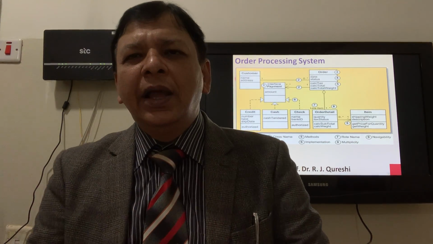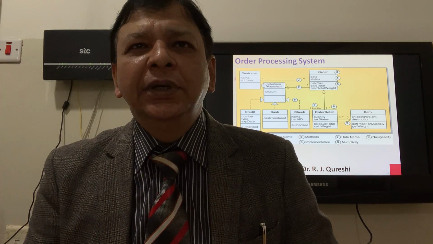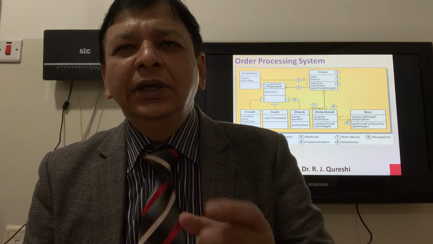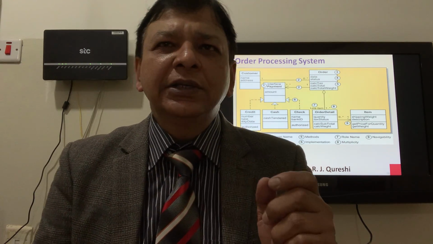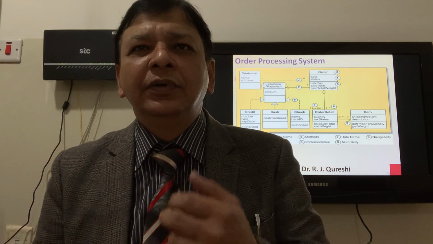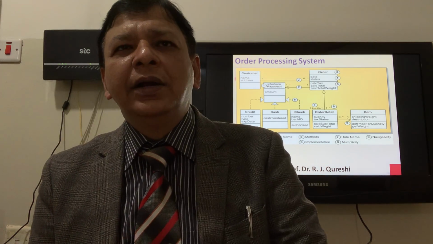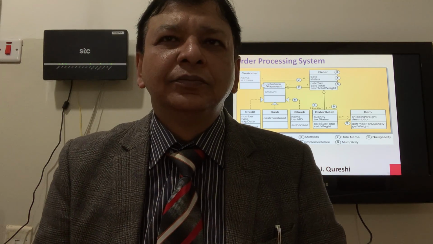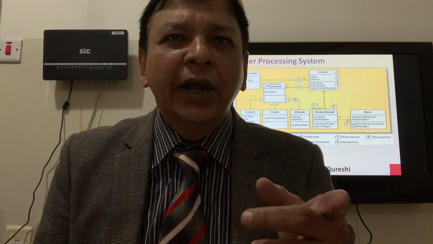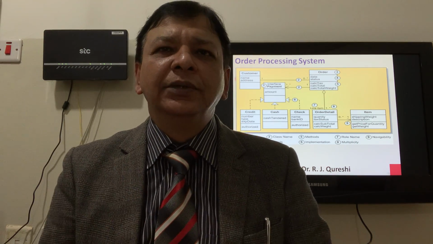Then I have another example, an order processing system. We have customer, we have order. So we can see one to many: one customer can place more than one order. So we have many, 0 to many. And then order has payment. And then we have an "is a" relation, we have inheritance: credit, cash, check, and so on.